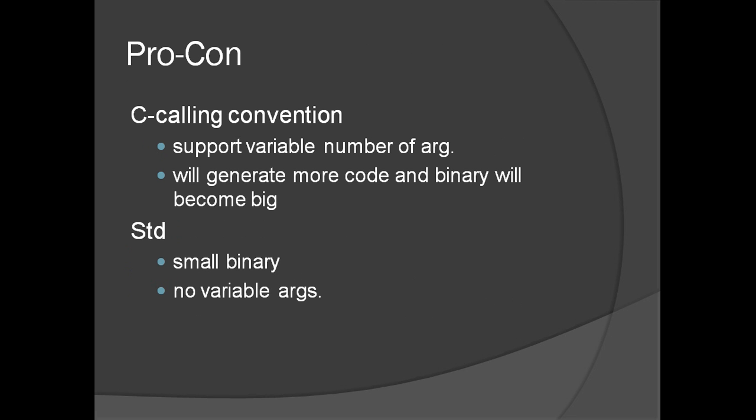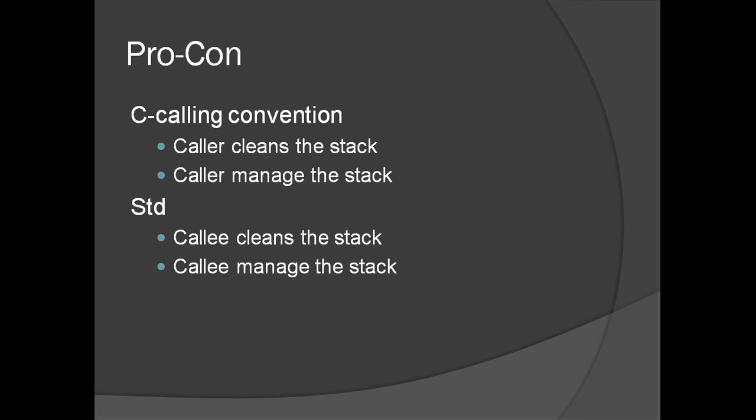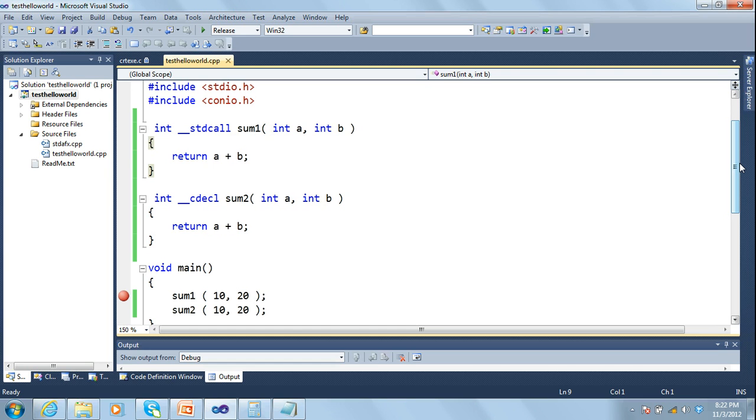So let's see a demo. Let's try to understand what is C calling convention and STD calling convention. After that, we will see some of the difference between both types of calling conventions. So we have again the same application. This time we have sum1 and sum2. One is standard calling convention, which is Windows specific, and the other is C declare calling convention, which is the C calling convention.